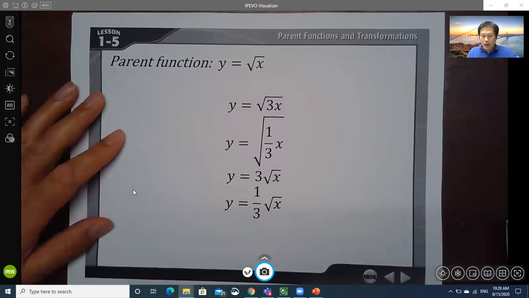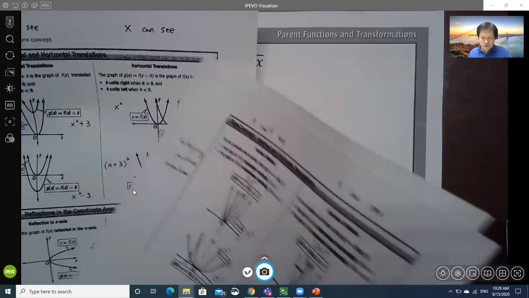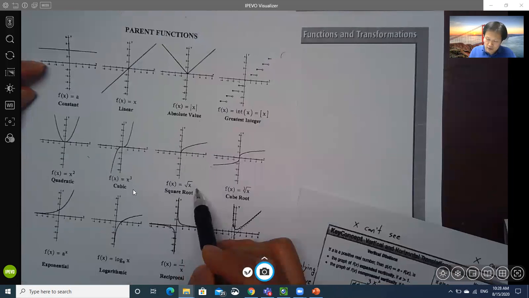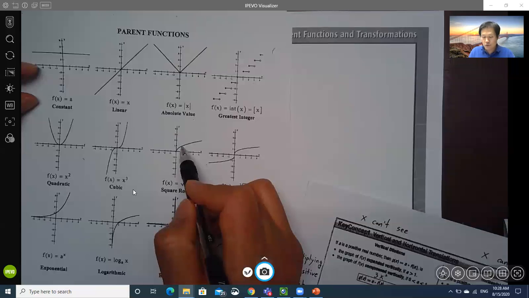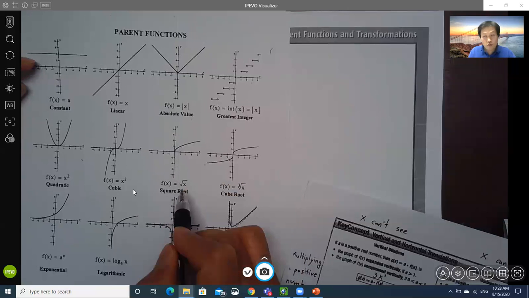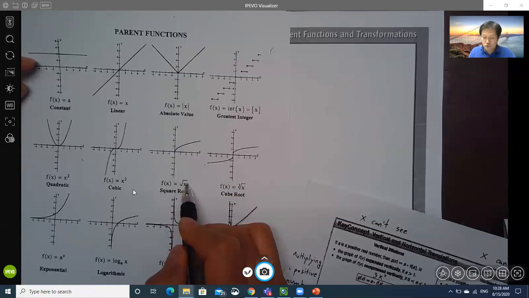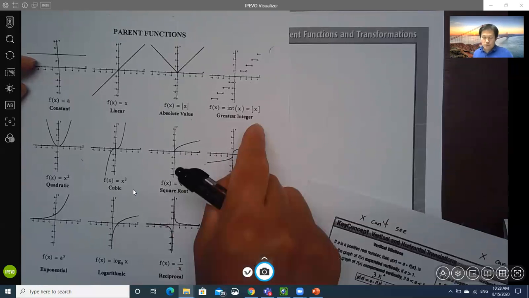Okay, y equals the square root of x. That's a parent function that looks something like this. If you go 1 to the right, you go 1 up, because of the square root of x. If you plug in x equals 1, the square root of 1 is 1, so you have (1, 1). Of course, if you go 4, the square root of 4 becomes 2, so you have (4, 2). For the overall shape, you should know it looks something like that.